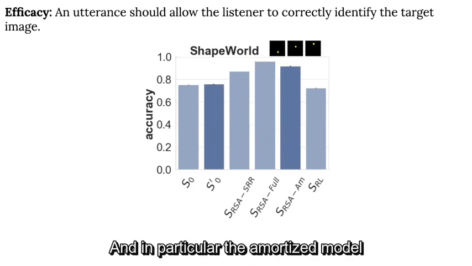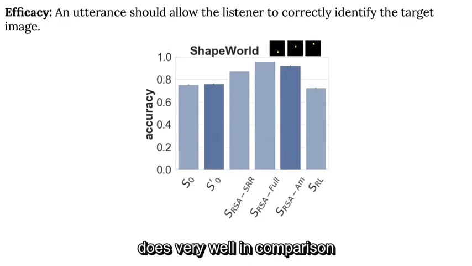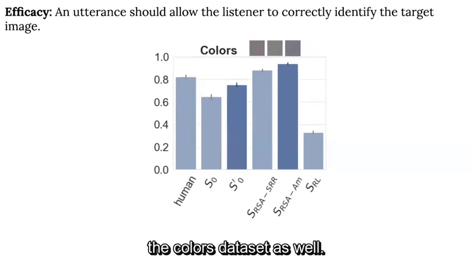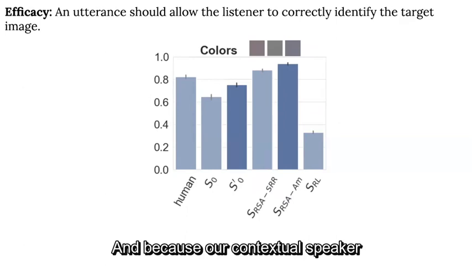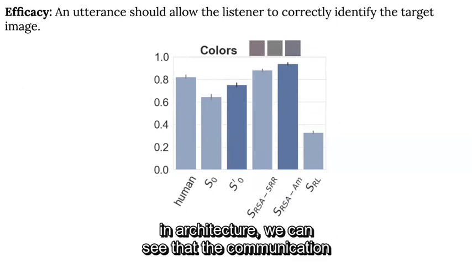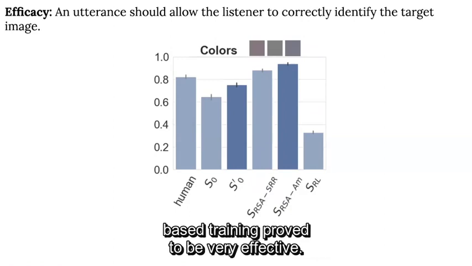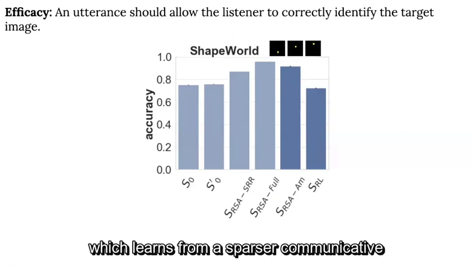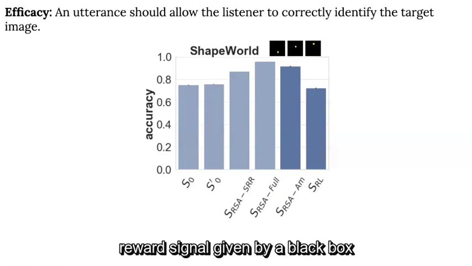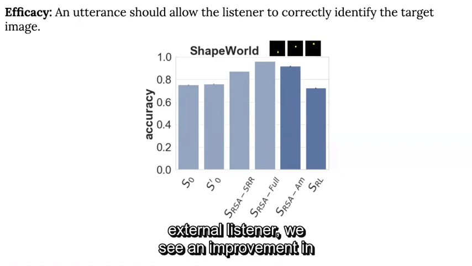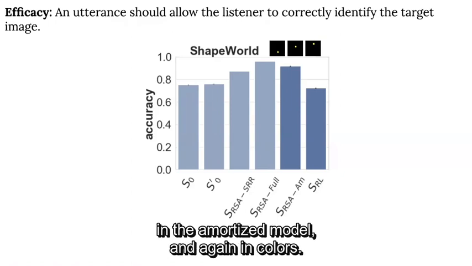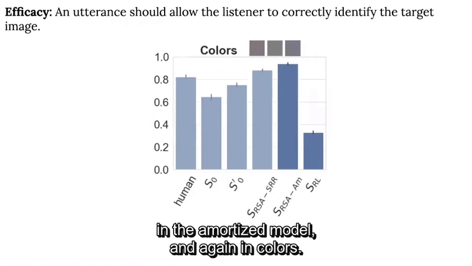In particular, the amortized model does very well in comparison to the contextual speaker, which we see in the colors dataset as well. And because our contextual speaker and amortized speaker are identical in architecture, we can see that the communication-based training proved to be very effective. And in comparison to the reinforced speaker, which learns from a sparser communicative reward signal given by a black box external listener, we see an improvement in performance with the addition of the explicit internal listener in the amortized model. And again in colors.